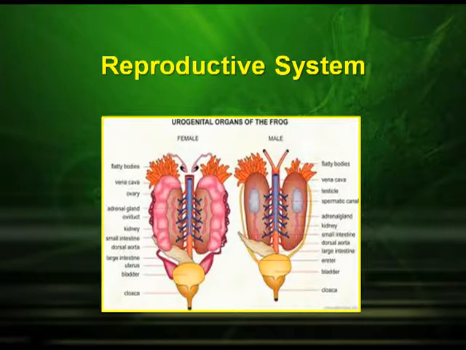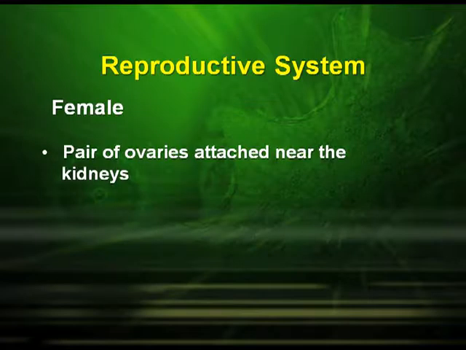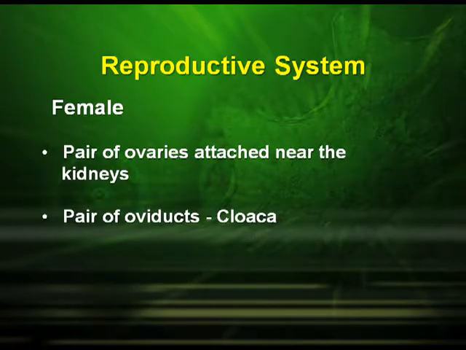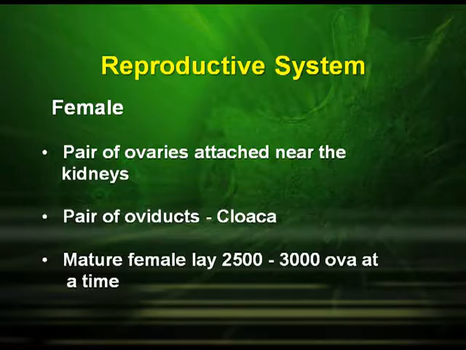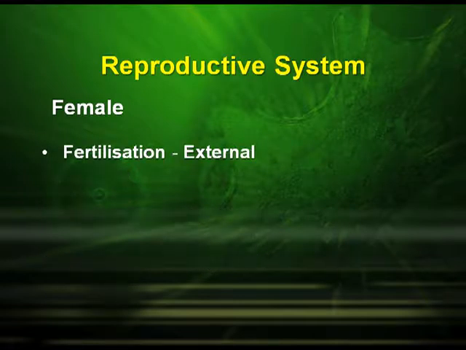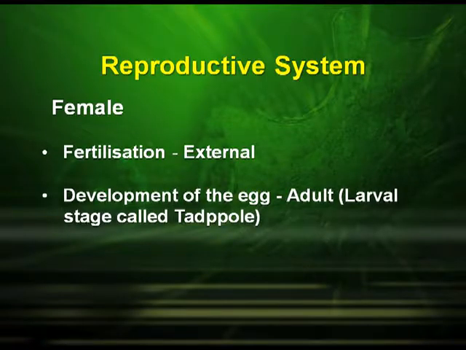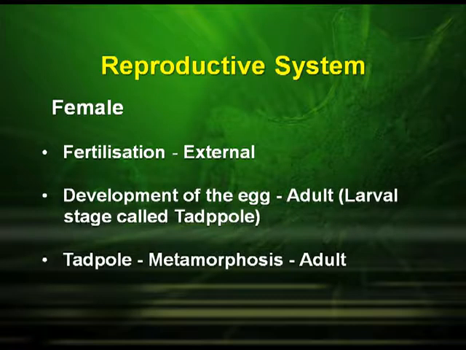Reproductive system of frog. The females have a pair of ovaries which are attached near the kidneys. They have a pair of oviducts. The mature female lays about 2500 to 3000 eggs at a time. They have external fertilization, and the development of the egg to the adult includes a larval stage which is called the tadpole-like stage. The tadpole undergoes metamorphosis and develops into an adult.